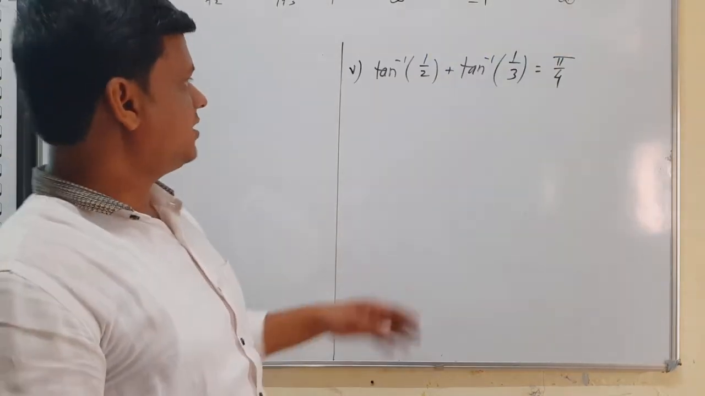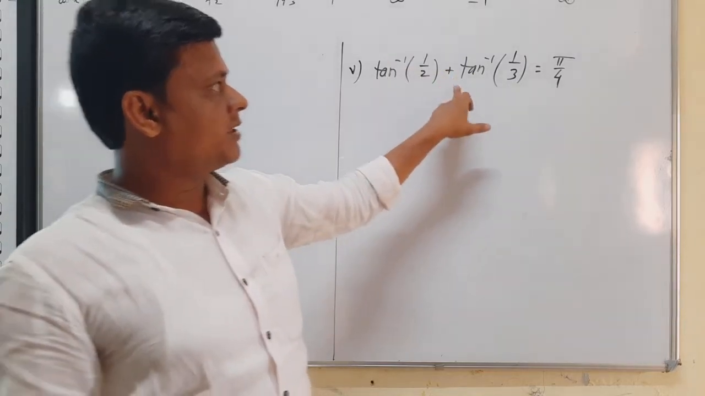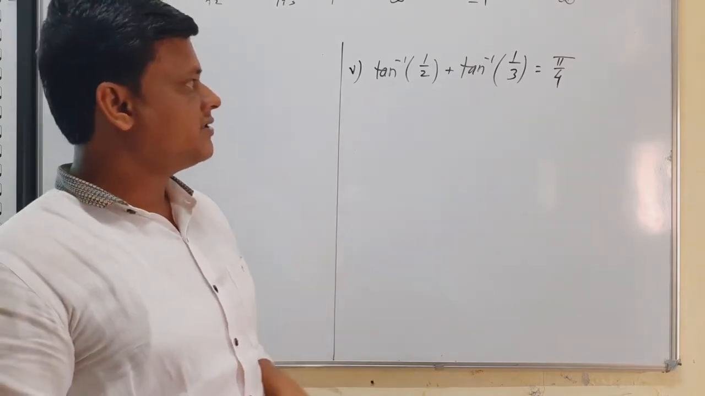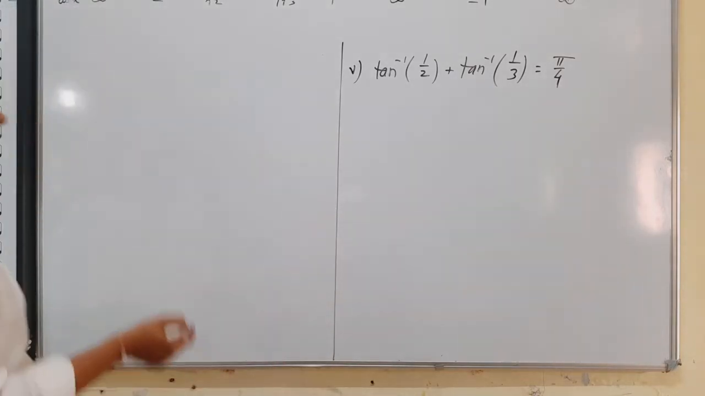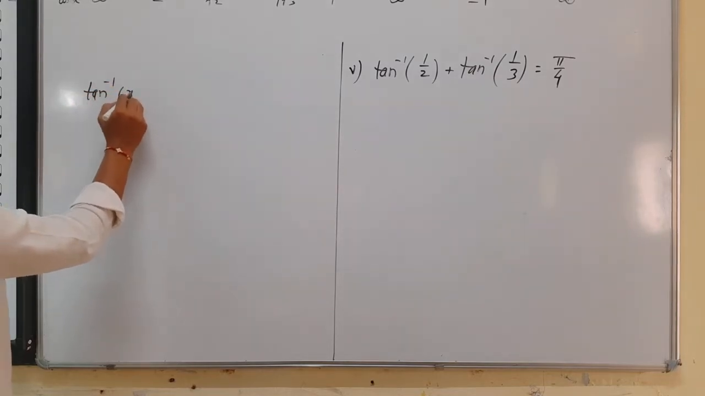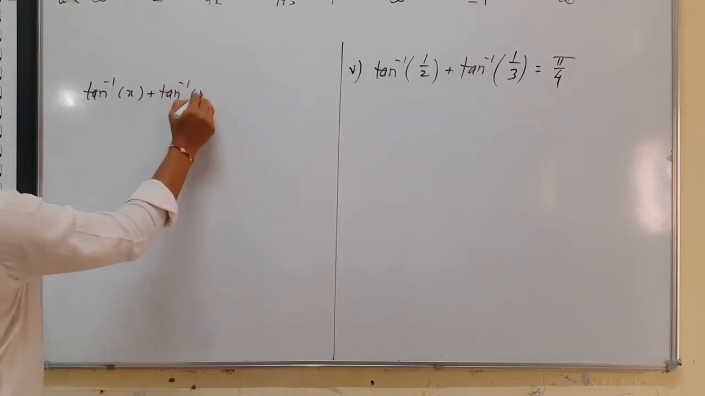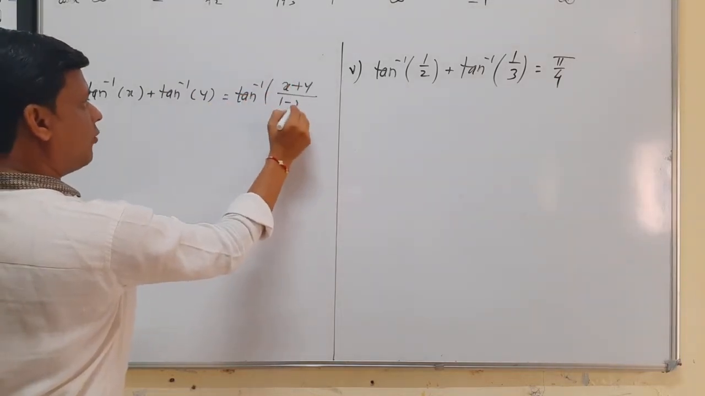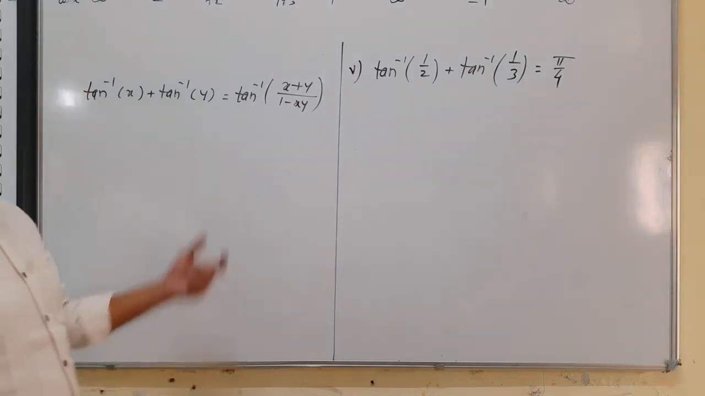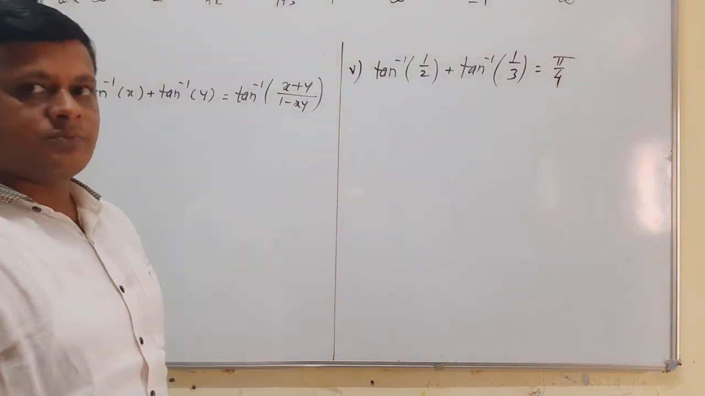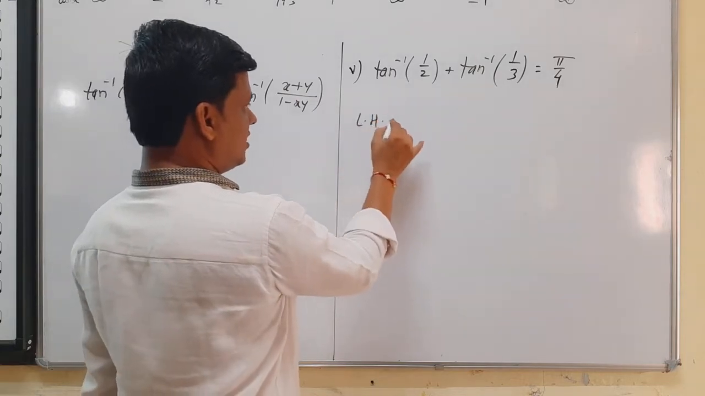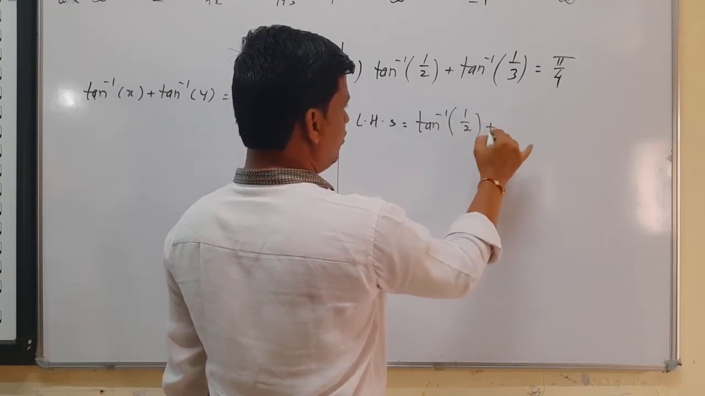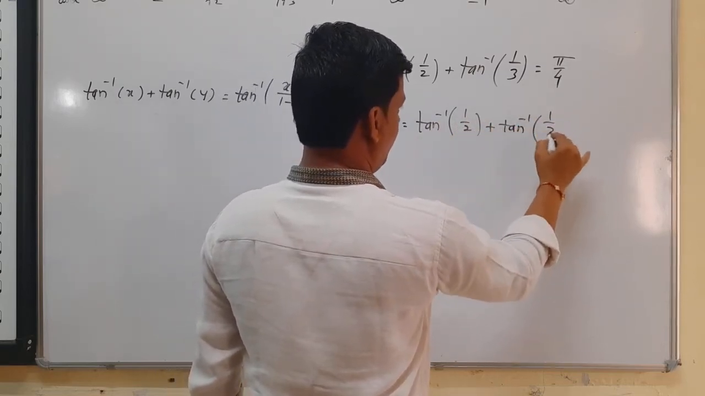Now the next example is tan inverse of 1 by 2 plus tan inverse of 1 by 3 is equal to pi by 4. So we consider here LHS, and we know the property tan inverse of x plus tan inverse of y is equal to tan inverse of x plus y upon 1 minus xy. So we use this property for solving this problem. Consider LHS. LHS is equal to tan inverse of 1 by 2 plus tan inverse of 1 by 3.